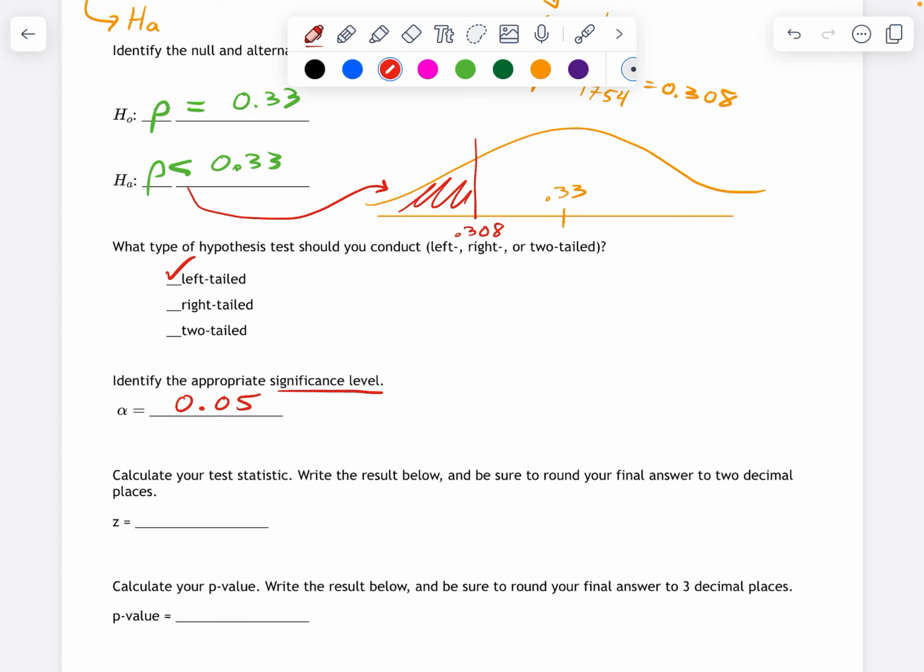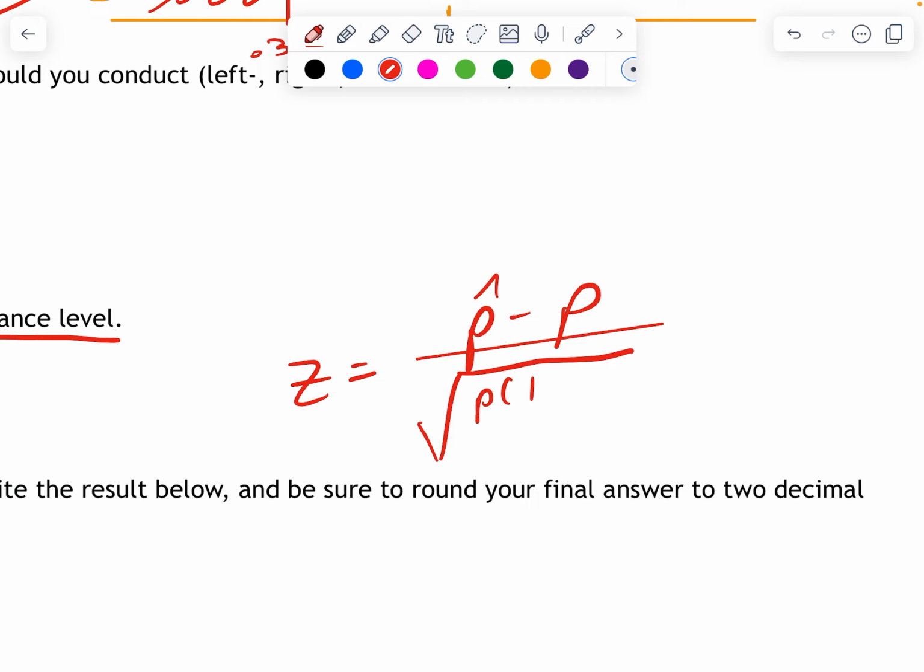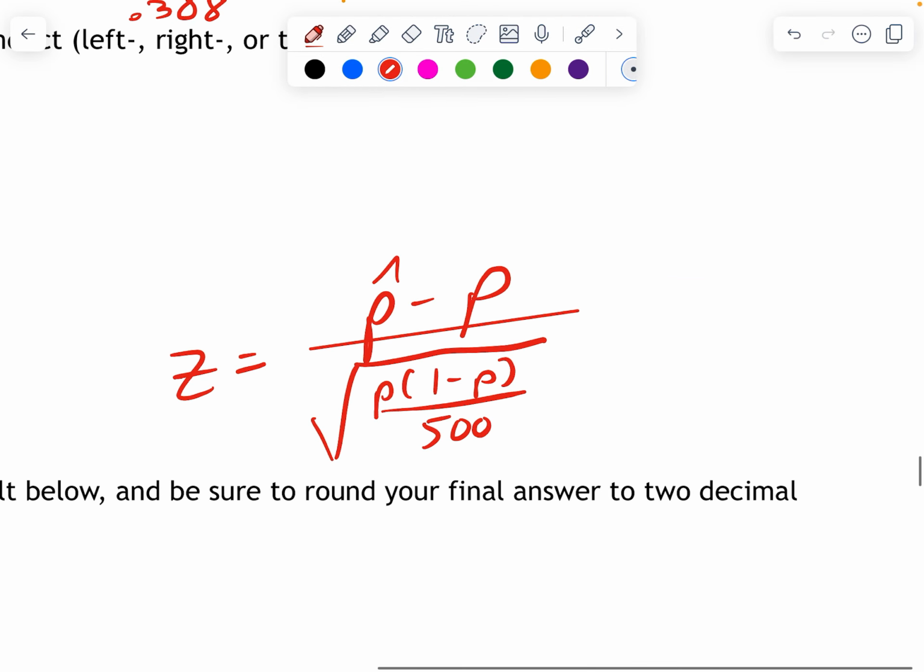Okay, calculate the test statistic. So if you are into maybe trying to figure out the formula, you figure out how far your data point is from the mean, and then you divide by the standard deviation. And the standard deviation formula is based on P, not P hat, okay? Is it 500 people? Oh, whoa, it's way more than 500 people. My sample size was 1754.